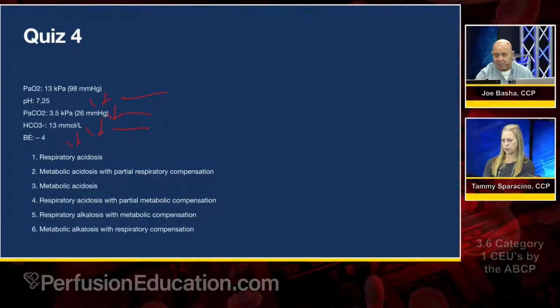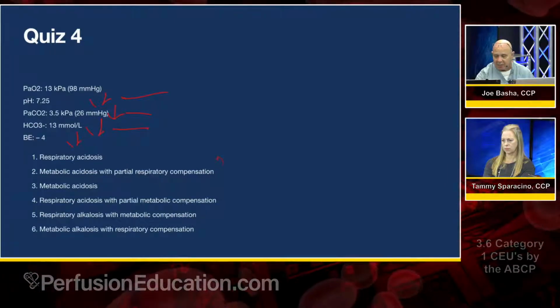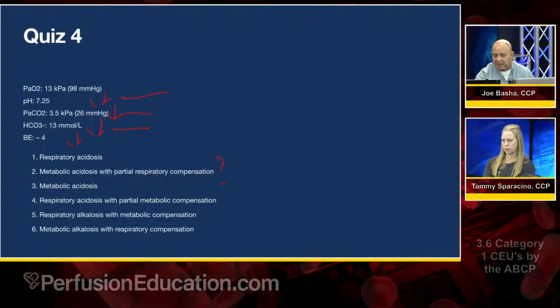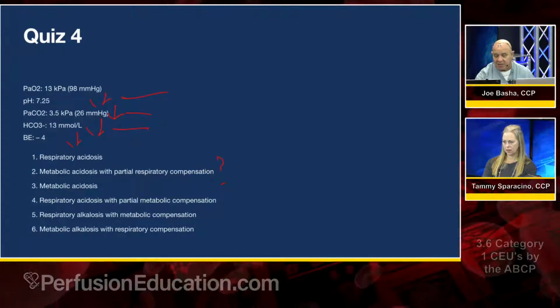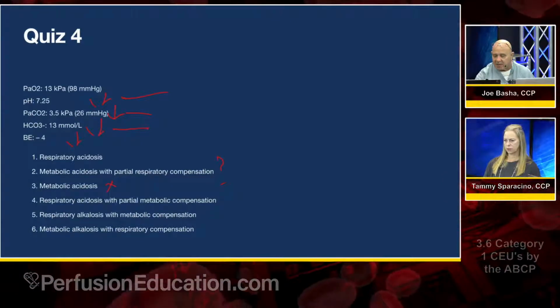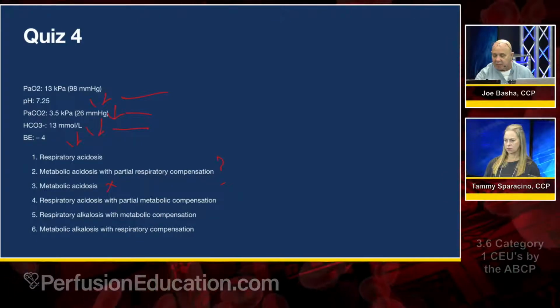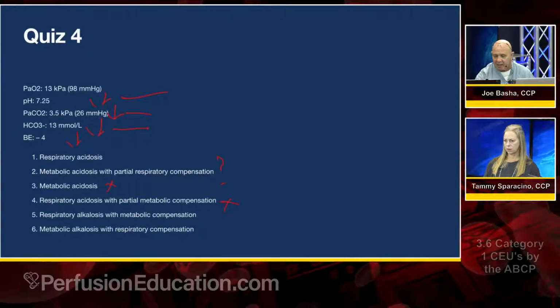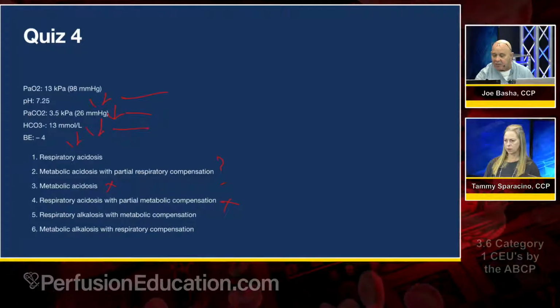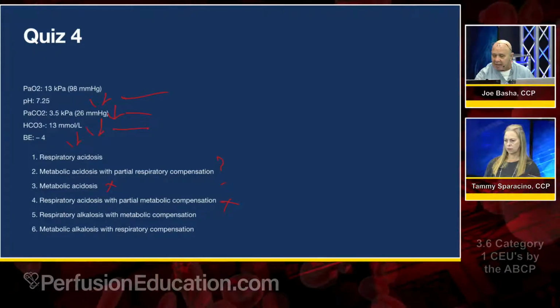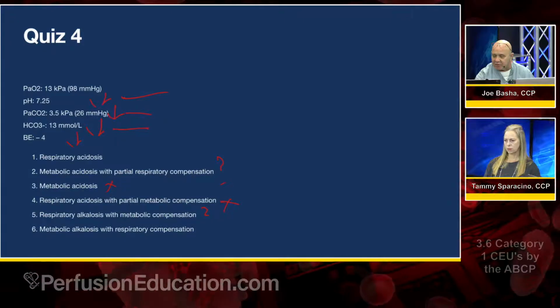So this is a possibility. I'm going to put a question mark right now. Metabolic acidosis? Well, yeah, there is a metabolic acidosis. This patient is metabolically acidotic, but there's something else. There's something else for sure. Respiratory acidosis with partial metabolic compensation? Can't be. The patient's not respiratory acidotic. Respiratory alkalosis with metabolic compensation? Now that could be a question mark.